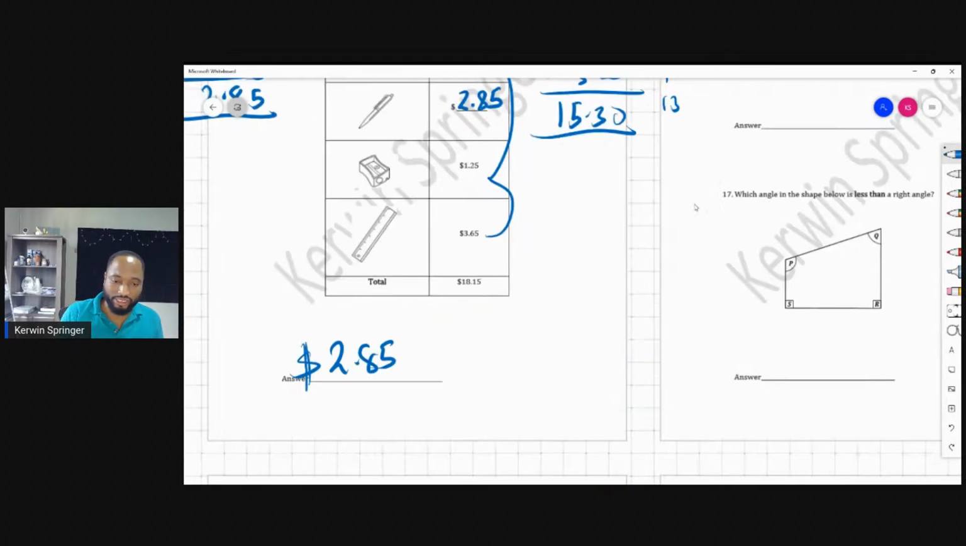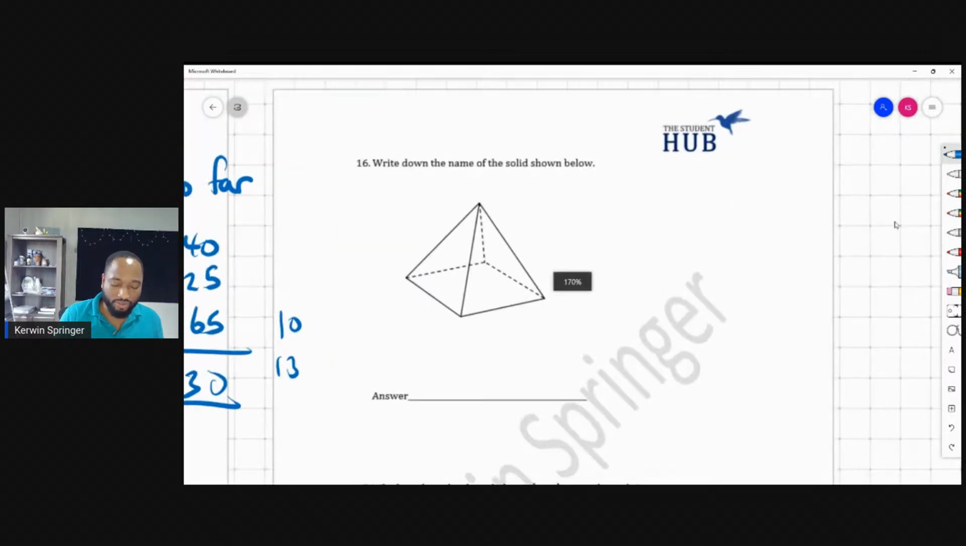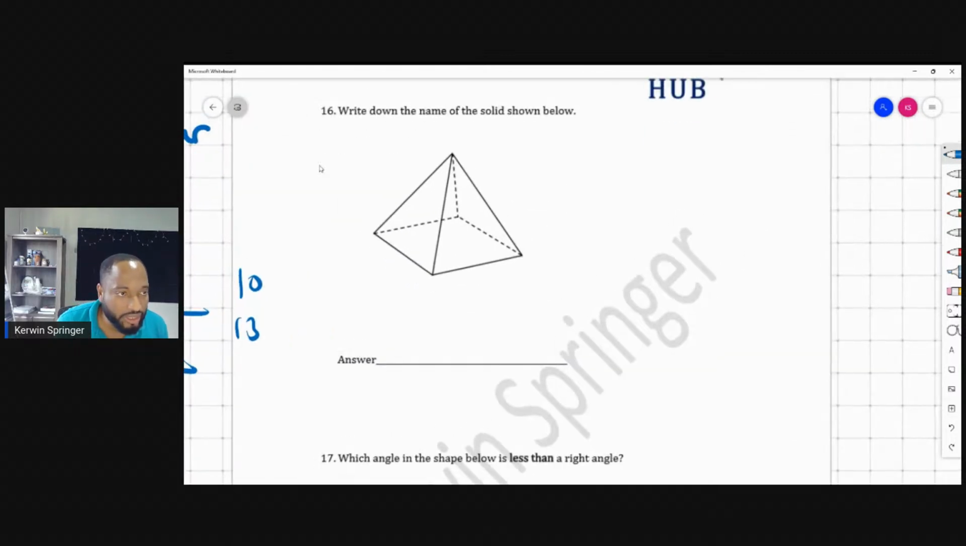The good thing about this exam is that they give you the units, so you don't get penalized for forgetting units. Write down the name of the shape very quickly. Let me see the first person to type this.